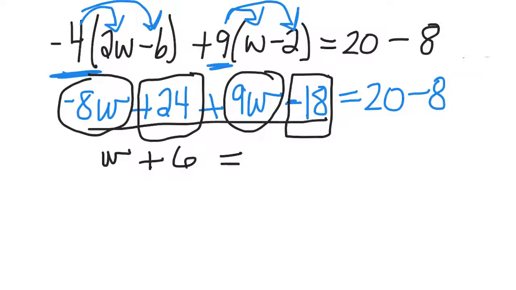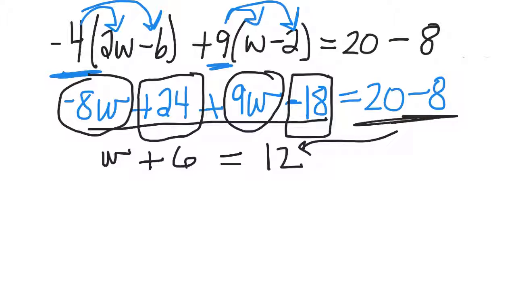And on this side, 20 and 8, even though they don't have any variables, they're like terms. I can combine those. So 20 minus 8 is 12. So I'm just going to write down 12 here. I know that this has gotten pretty small, but this 20 minus 8 right here is 12. Okay, now all I have to do is just solve the equation.